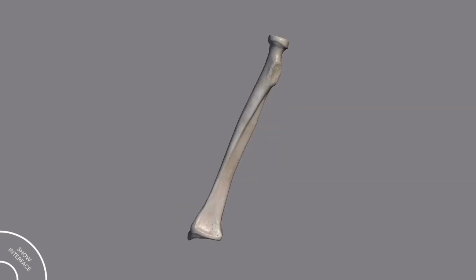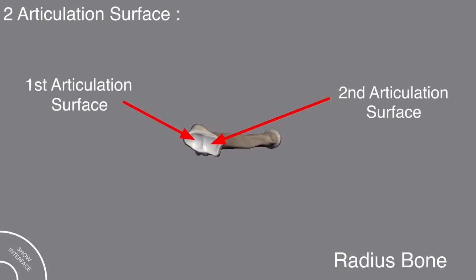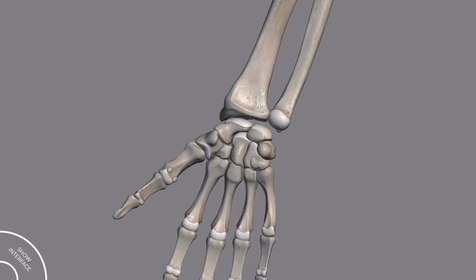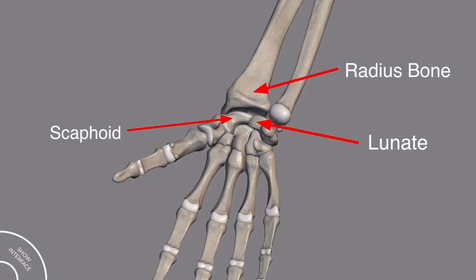This is the radius bone, and the distal end of the radius bone has 2 articulation surfaces, and these are for the scaphoid and lunate bone. So the scaphoid and the lunate articulate with the distal end of the radius bone, forming the wrist joint.